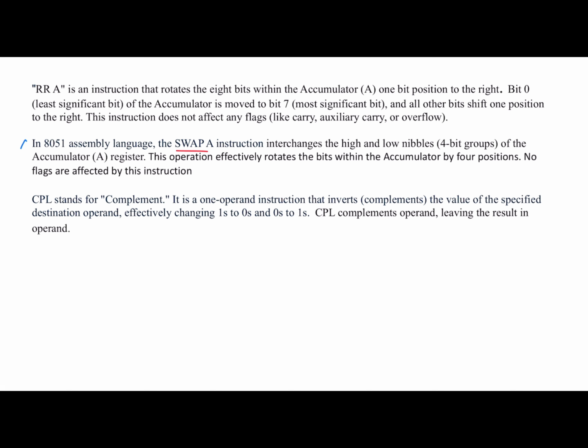Next is rotate. RRA instruction rotates the 8 bits within the accumulator, that is bit 0, least significant bit of the accumulator, is moved to most significant bit, that is bit 7, and all other bits are shifted by one position to the right. Next, CPL stands for complement. It is a one operand instruction that inverts the value of the specified destination operand.